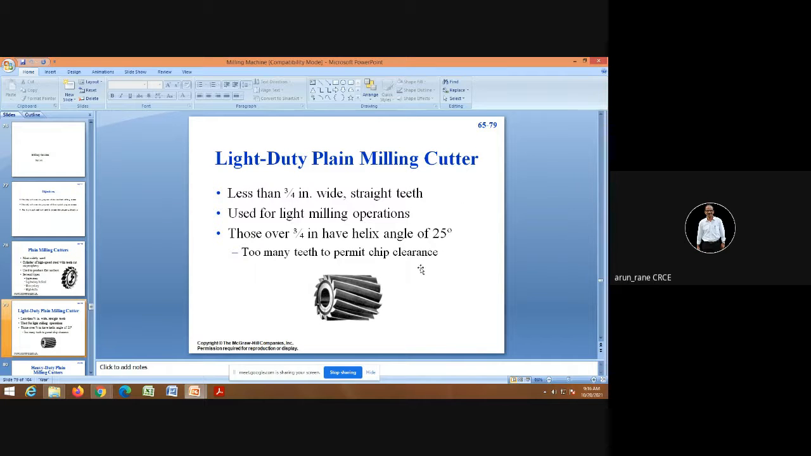This is light duty plain milling cutter, and this is a cutting edge. What you can see here, these are the cutting edges. Again, there is no cutting edge on the side. You'll come to know what do I mean by side cutting edges. And this cutter is obviously used for surface milling, that is for plain surface milling.